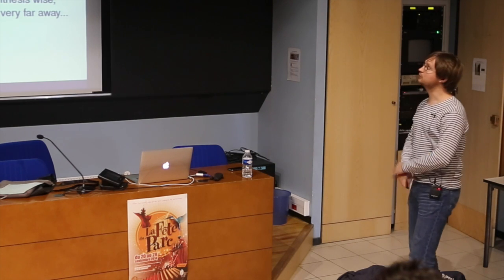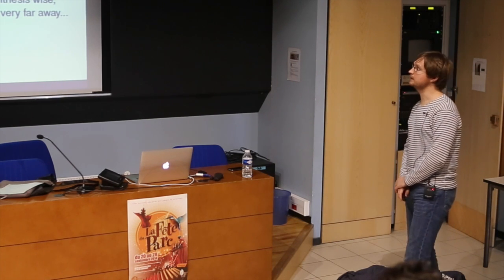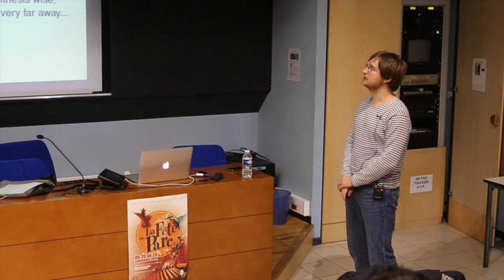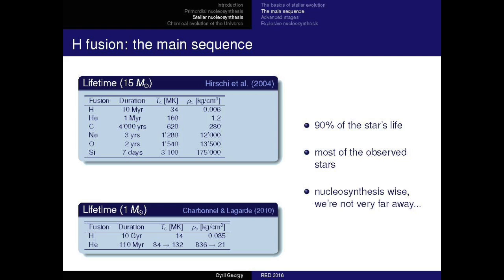So let's go back to nucleosynthesis and have a look at what happens to the chemical elements inside stars. After we determined observationally what the main sequence is, it appeared that this phase, this diagonal in the Hertzsprung-Russell diagram, corresponds more or less to the phase where hydrogen is burnt in the core of stars.